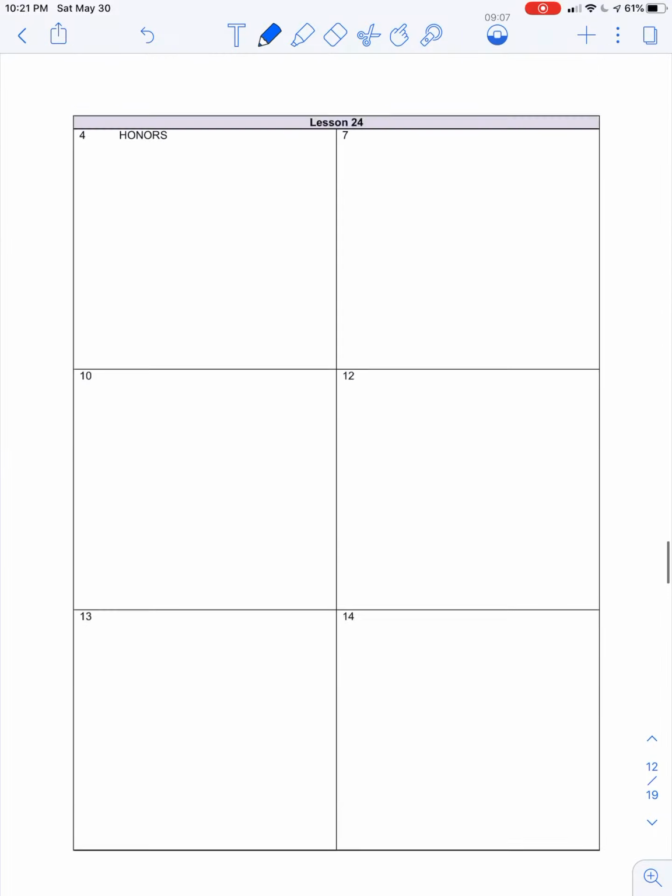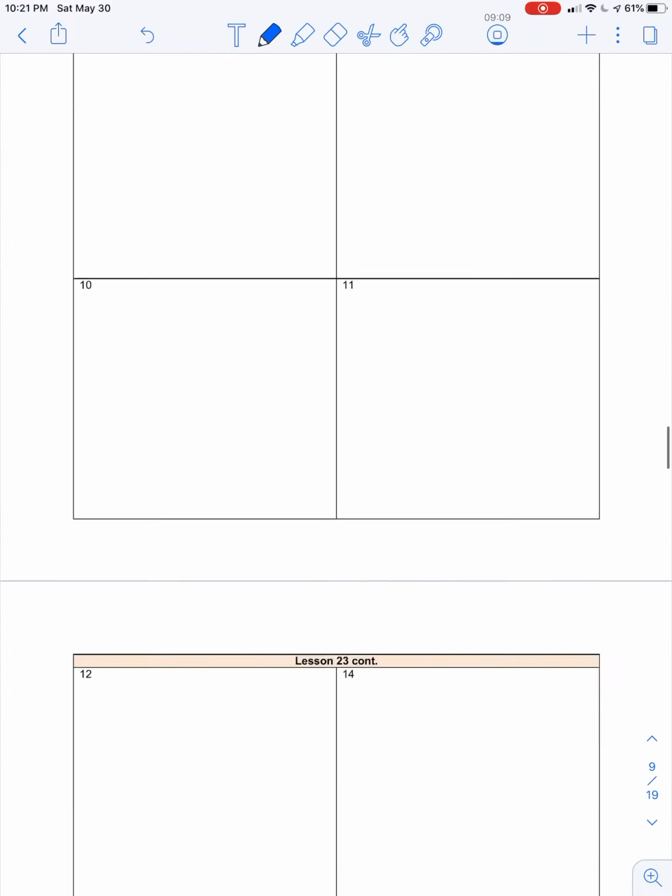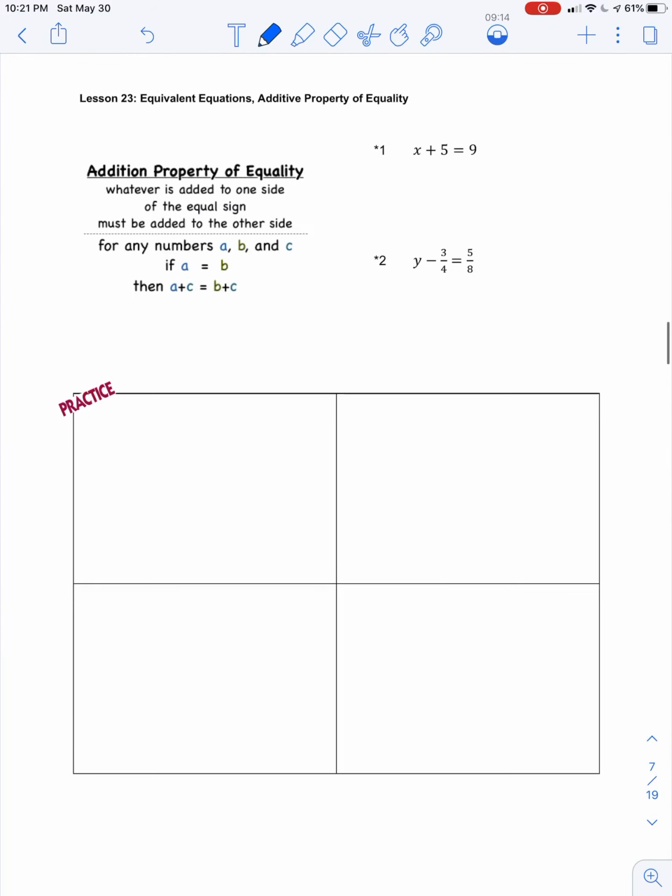Okay, and that is basically the entire teaching, but let's go back up here to lesson 23, and we'll do the practice problems. If you want to do this on your own, you can pause the video and then come back and check your answers. Let's look up here really quickly before we start that. Actually, I see here, let's go ahead and take a look at these problems that are up here and complete these.